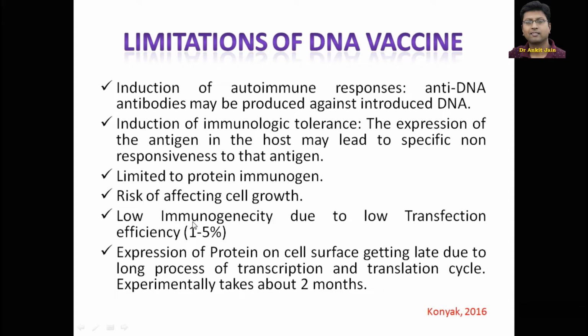Risk of affecting cell growth, and low immunogenicity due to low transfection rate. As we already know, the transfection rate is very low, about 1 to 5%, so it will require a large amount of DNA, and 95% of DNA will be destroyed when injected. Expression of protein on the cell surface gets late due to the slow transcription and translation cycle. Experimentally it takes about 2 months. So when we inject that particular DNA vaccine, it will express and produce immunity after 2 months. So again, it is a limitation.